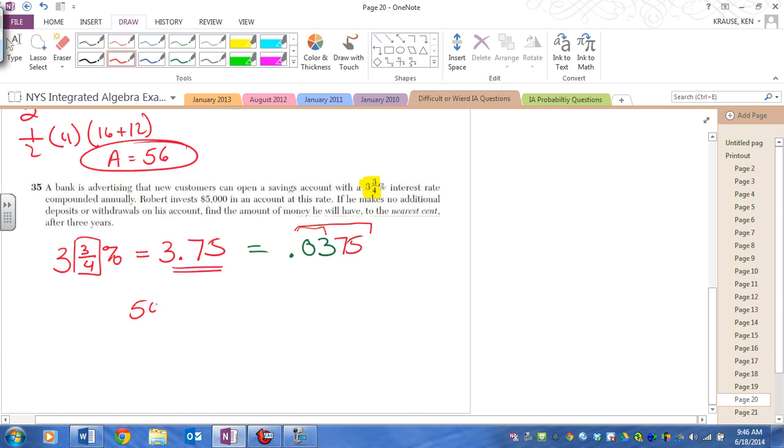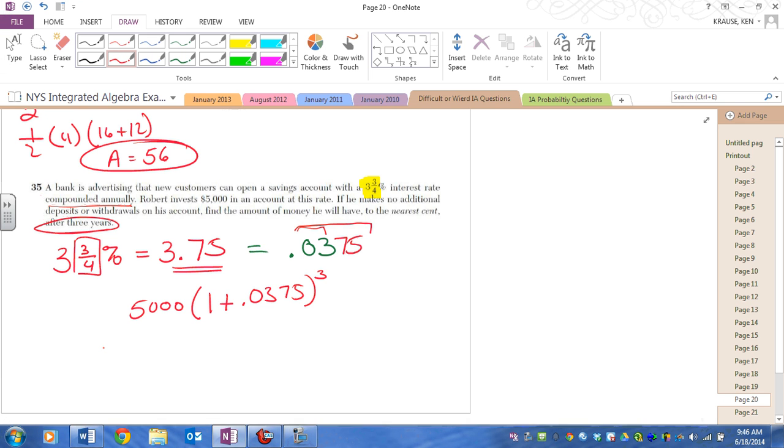Once you've done that, you take the 5,000, multiply by 1 plus the rate of investing, compounded annually, which means you don't have to worry about anything. Okay, so it's increasing, it's not decreasing, so you're going to add 0.0375, and we're going to do it for 3 years. So we'll take this in our calculator, 5,000 times 1 plus 0.0375 to the third power.